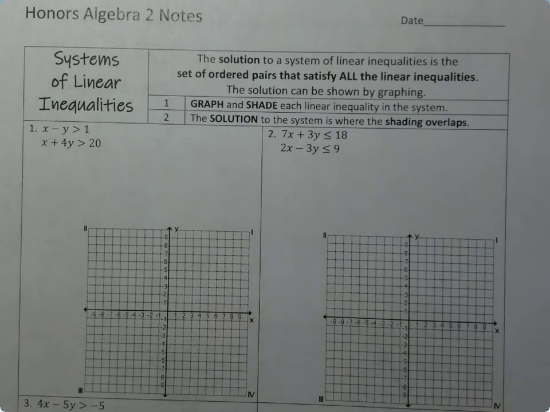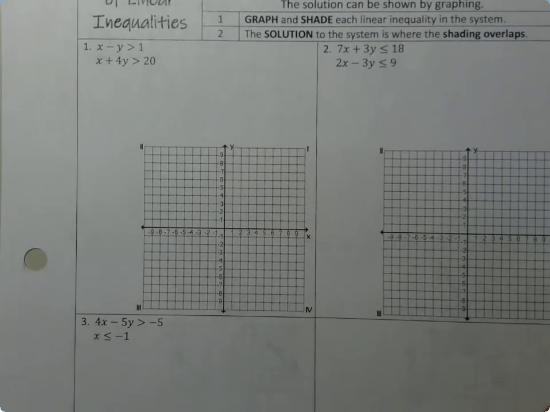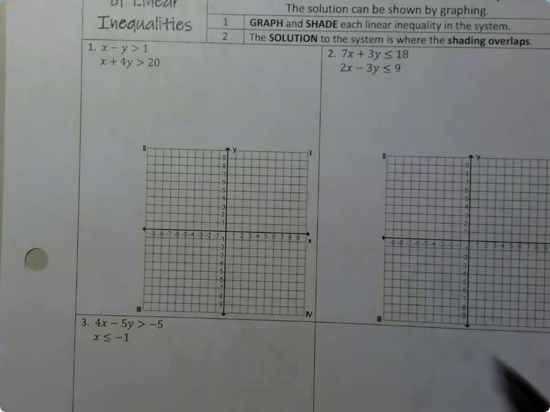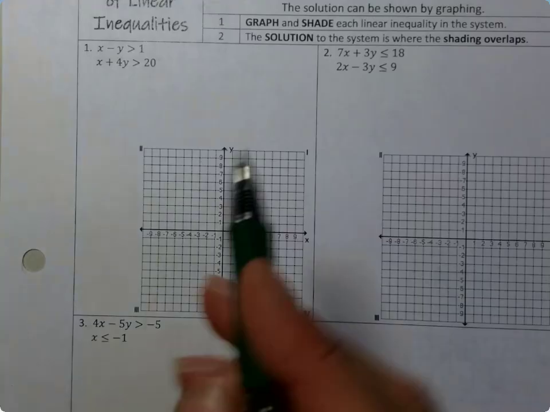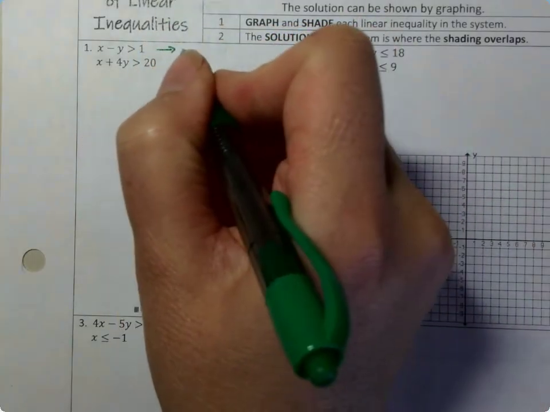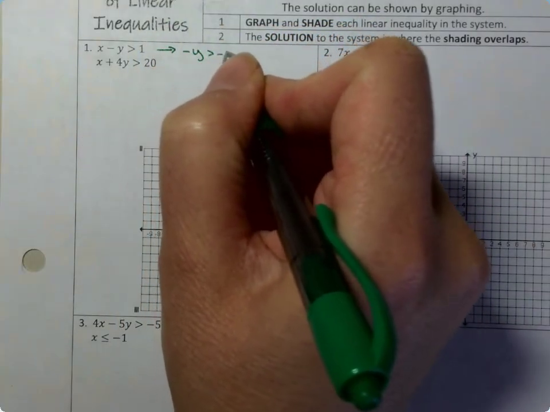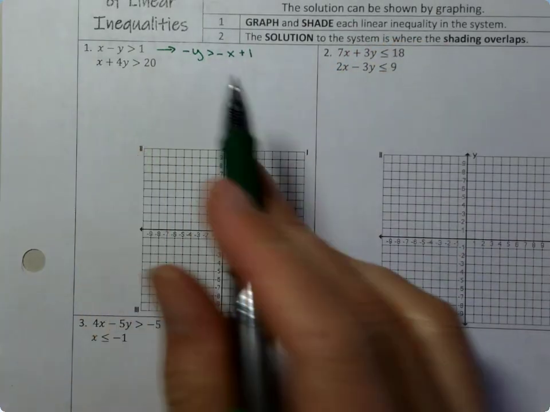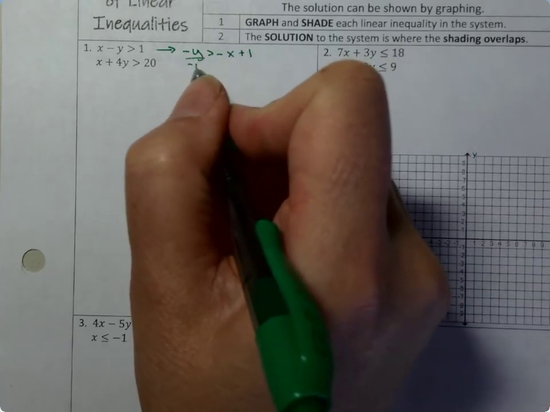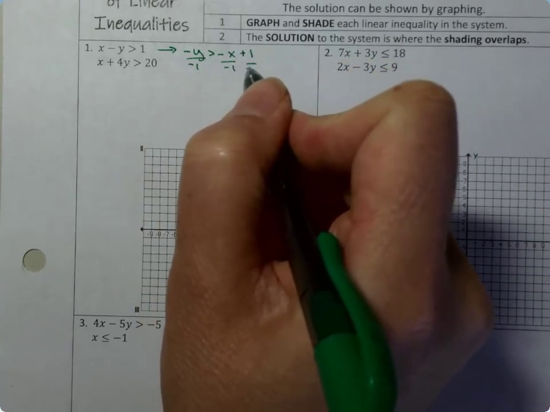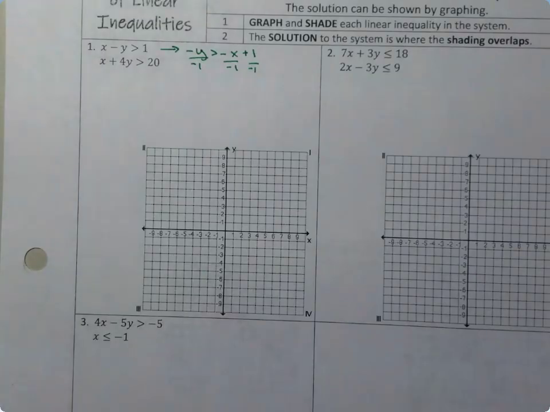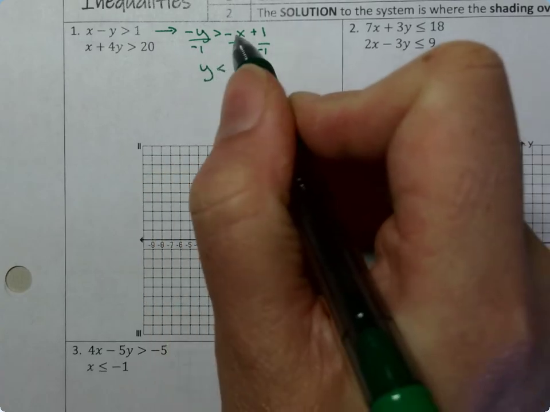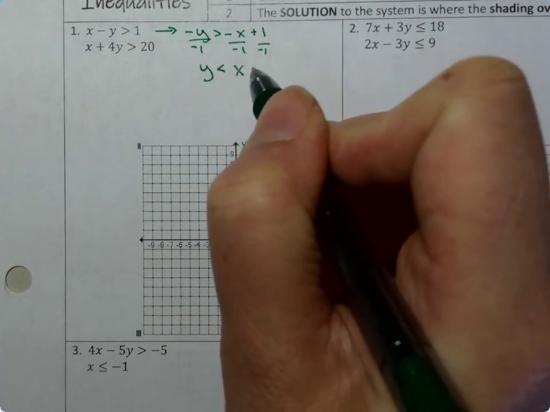Okay, so we're going to jump in here to number 1. And the first thing I need to do is make them y equals mx plus b, but you could graph using x and y intercepts as well. Now, when I solve this for y, I'm going to subtract the x and bring it over there. And then I'm going to divide by -1. And what happens when we divide by a negative? Flip the inequality sign. So we are going to have y is now less than a positive 1x and then -1.